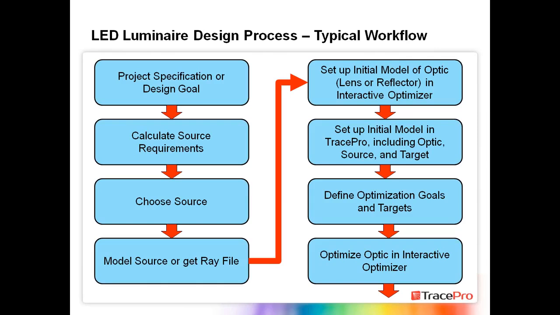Next step would be calculating source requirements. What type of an LED do we need? How many of them? Is it a white LED, monochromatic? Once you've defined that, you can look to choose the source.